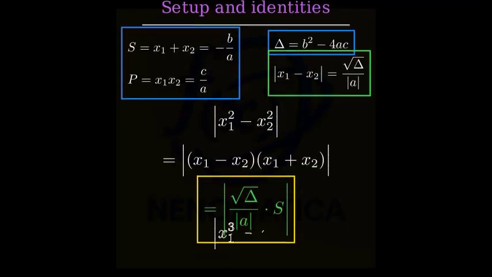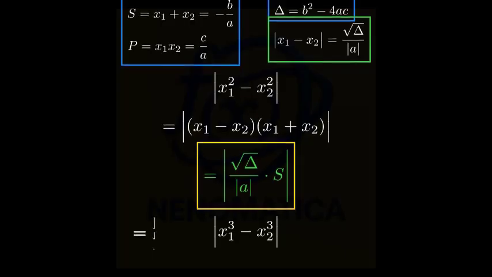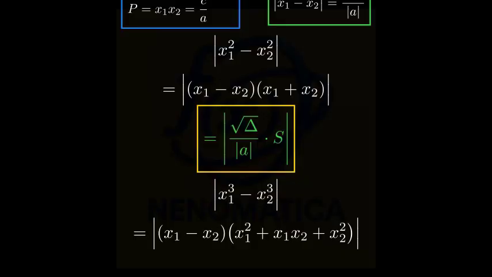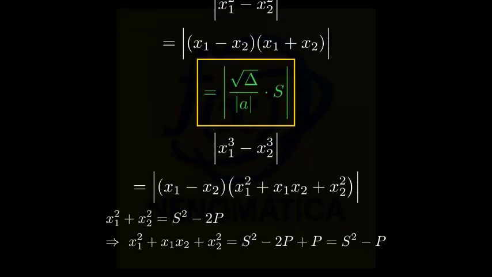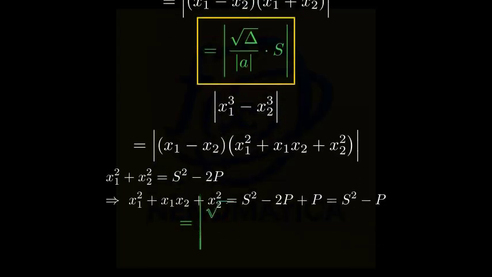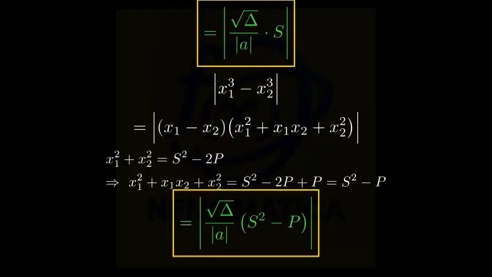Proof 2. Start with the absolute value of x1 cubed minus x2 cubed. Apply the difference of cubes factorization. Absolute value of x1 minus x2 times x1 squared plus x1 x2 plus x2 squared. Rewrite x1 squared plus x2 squared as s squared minus 2p. Then the parenthesis becomes s squared minus 2p plus p, which simplifies to s squared minus p. Finally, substitute the absolute difference of the roots equals square root delta over absolute value of a. This yields the second identity.